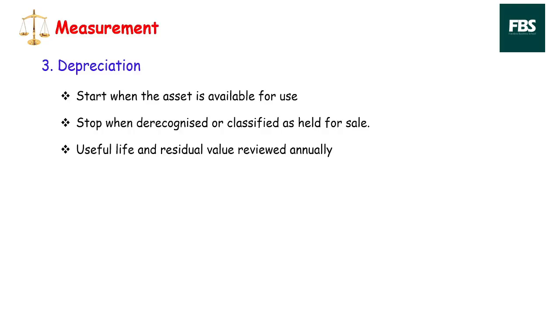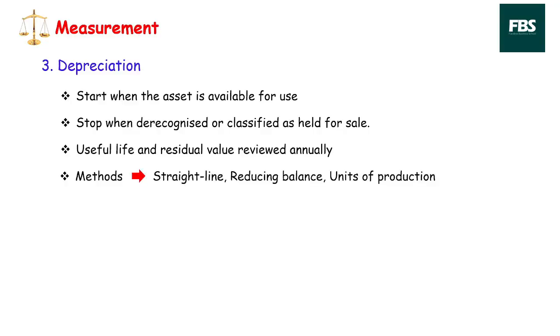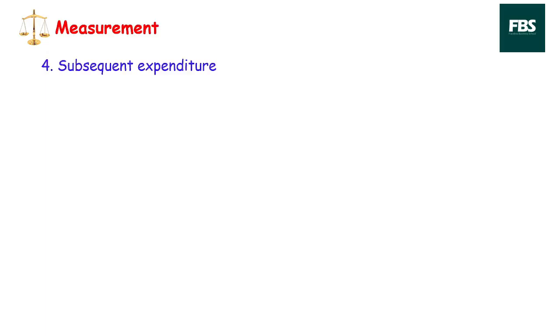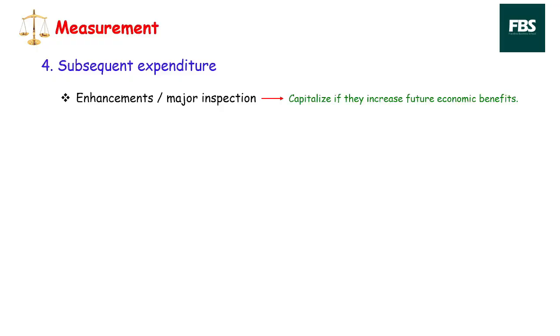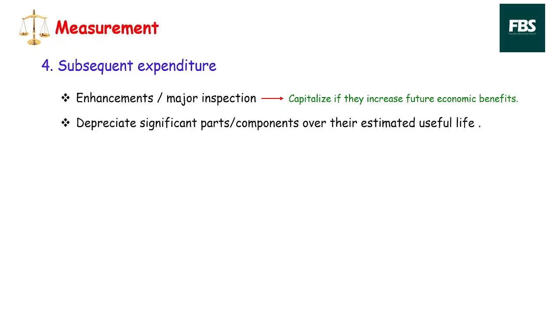Review useful life and residual value annually at the reporting date. Depreciation methods include straight line, reducing balance, and the units of production. Choose the method that best reflects consumption of economic benefits. Subsequent expenditure. Enhancements or major inspections. Enhancements and major inspections should be capitalized if they increase future economic benefits.